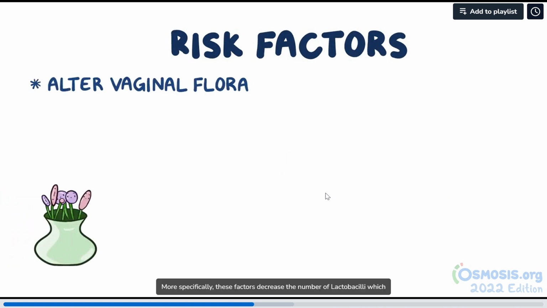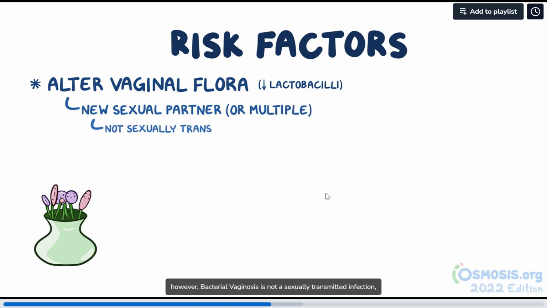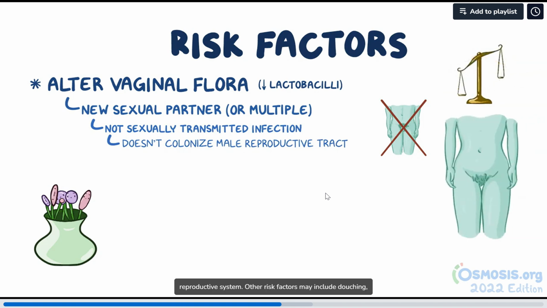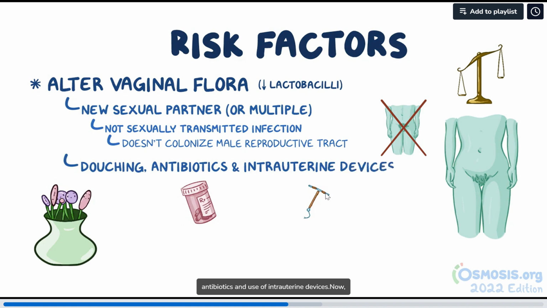Now, risk factors for developing bacterial vaginosis are factors that alter the normal vaginal flora. More specifically, these factors decrease the number of lactobacilli, which normally predominate in the vagina. One such risk factor is having a new sexual partner or multiple sexual partners. However, bacterial vaginosis is not a sexually transmitted infection, as it doesn't colonize the male reproductive tract. So it is solely a bacterial imbalance of the female reproductive system. Other risk factors may include douching, antibiotics, and use of intrauterine devices.